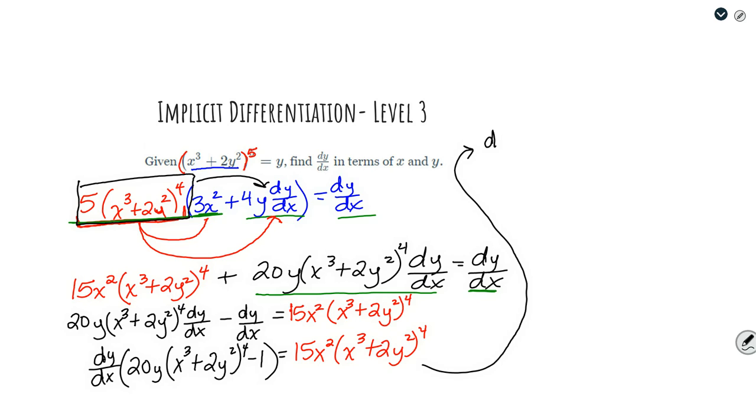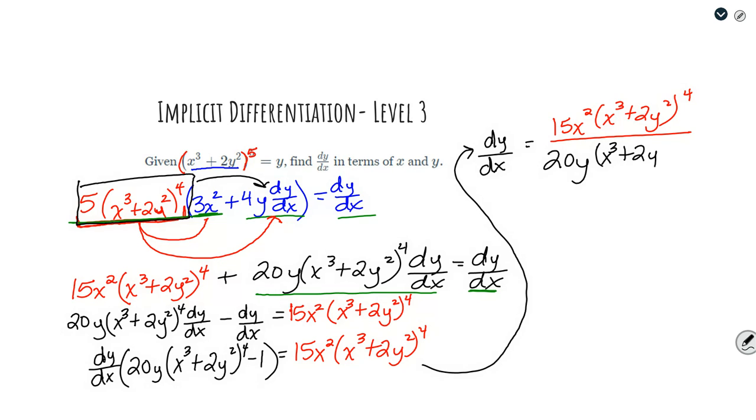dy dx equals 15x squared times x cubed plus 2y squared, all that to the 4th power, all over 20y times x cubed plus 2y squared to the 4th, and then minus 1. All that needs to be in the denominator.